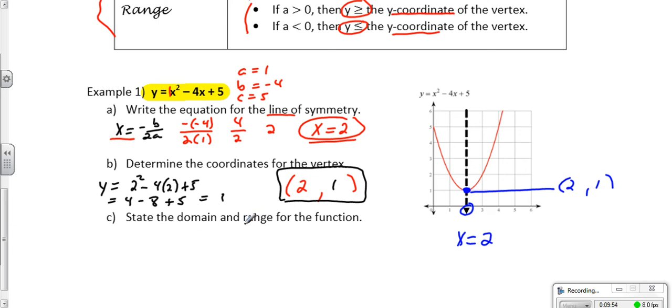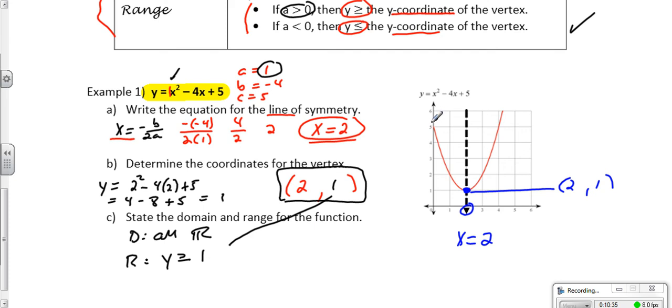Domain and range. Well, we said for the types of parabolas in this unit, the domain is all reals. So that's nice and quick and easy. The range, well, we said that when A is positive, and this is A, it's a positive 1, it's going to open upwards, which it did, which we said then it would be y is greater than or equal to, and that is right here. A is positive, so y is greater than or equal to the y coordinate of the vertex.